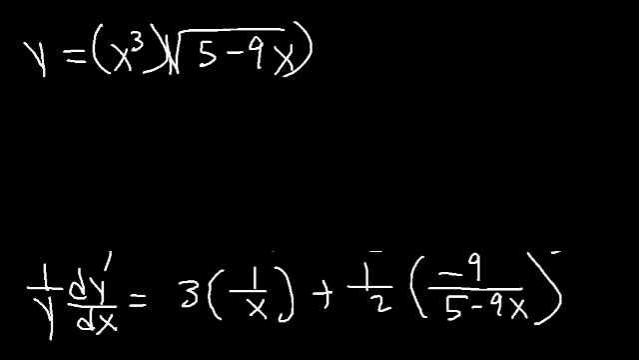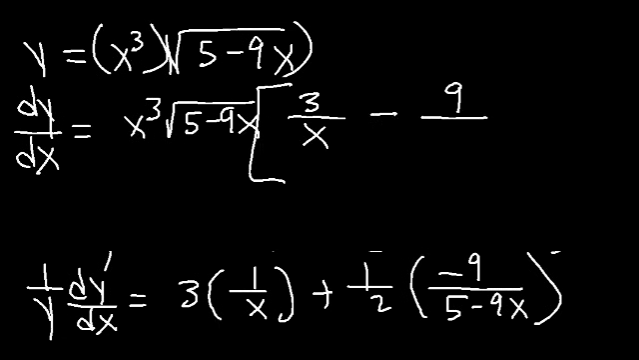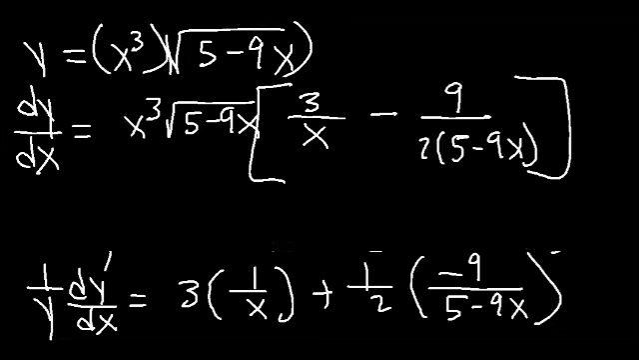Now let's multiply both sides by y. So dy/dx is equal to y, which is x cubed square root of 5 minus 9x, times everything that we see here. So that's 3 over x minus 9 divided by 2 times (5 minus 9x). Now if we want to, we could distribute x cubed square root of 5 minus 9x, but it's best to leave the answer like this. So we're going to stop here.